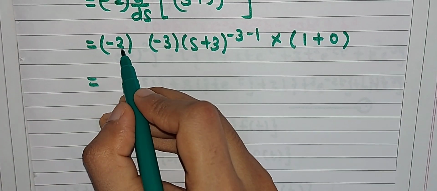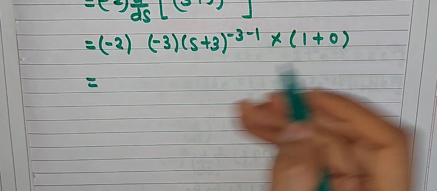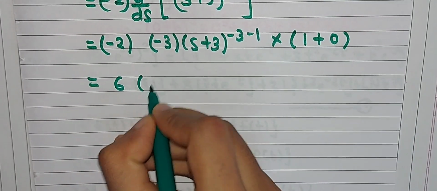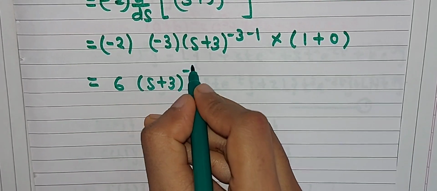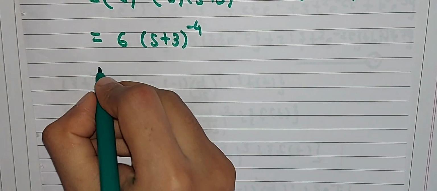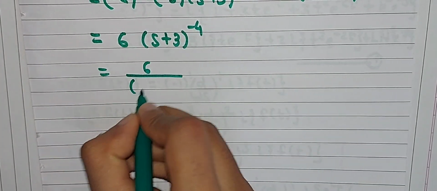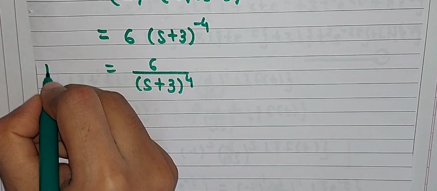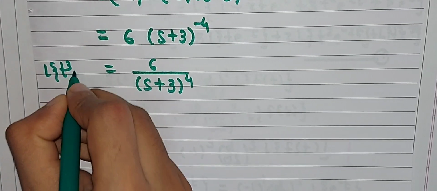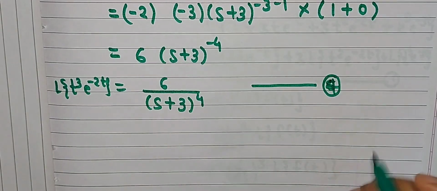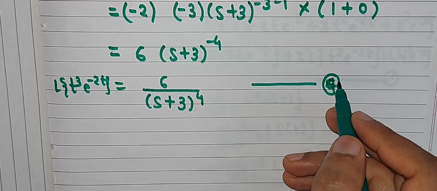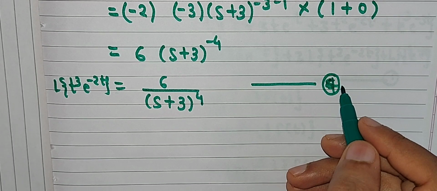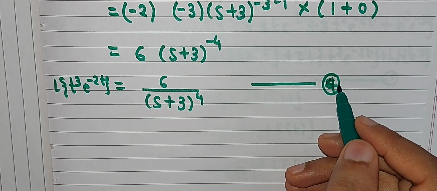Let us solve. For example minus 2 into minus 3 into 1, yes of course 6, and this is s plus 3 raised to minus 4, and this same function we can write as 6 divided by s plus 3 raised to 4, and this is the value of Laplace of t raised to 3 into e raised to minus 3t. So this is our equation number 4. Now put equation number 2, equation 3 and equation 4 in equation number 1.